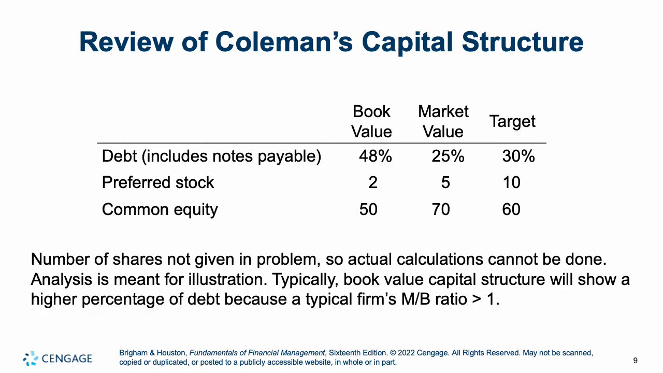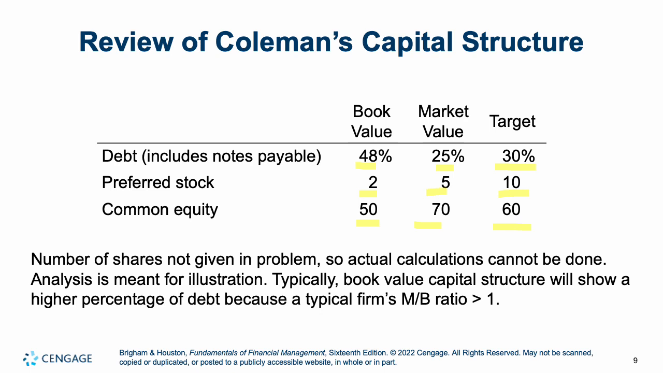So if we look at their capital structure, they are not exactly at the perfect structure. Their debt has a book value of 48%, market value 25%, they're targeting 30%. Preferred stock, book value 2%, market value 5%, and they're targeting 10%. Common stock has a book value of 50%, market value 70%, and they're targeting 60%.